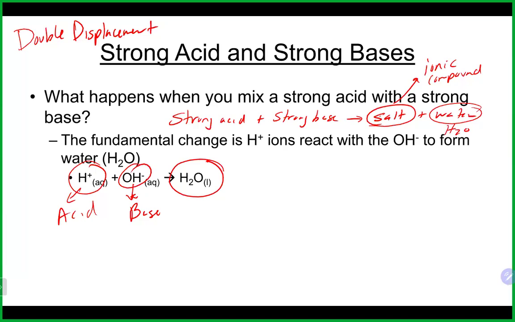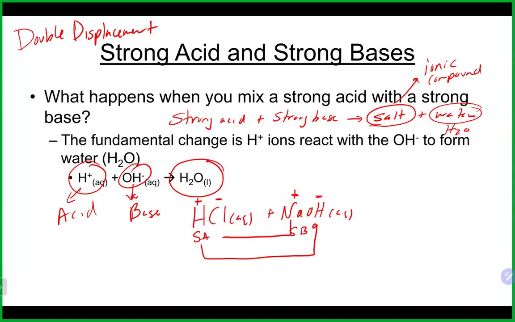The other two things that are left over is where your salt comes from. So for example, if we took some hydrochloric acid, which is a strong acid, and we react it with sodium hydroxide, which is a strong base, this is ultimately a double displacement reaction, positive and negative. Remember, in a double displacement reaction, we're just going to switch partners. So that is the deal right there. And again, we will make water.